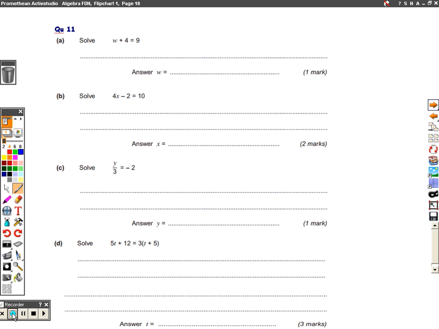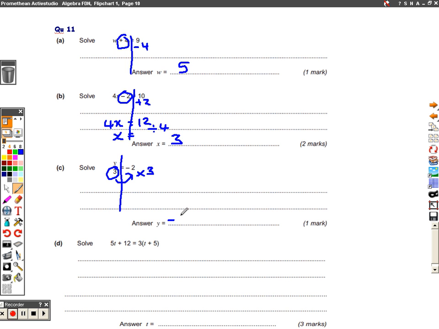Okay, question 11. Put your line down. Plus 4 becomes minus 4. So w is equal to 5. Put your line down to solve. Minus 2 becomes plus 2. 4x is equal to 12. Bring your 4 across, becomes divide by 4. X is equal to 3. Put your line down. Divide by 3 comes across as multiply by 3. Minus 6.